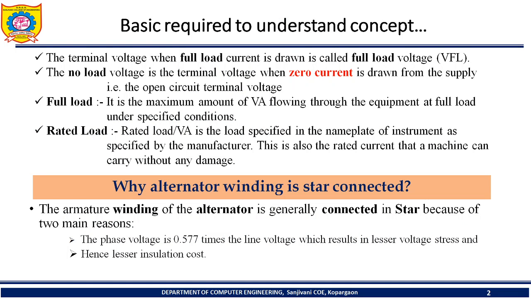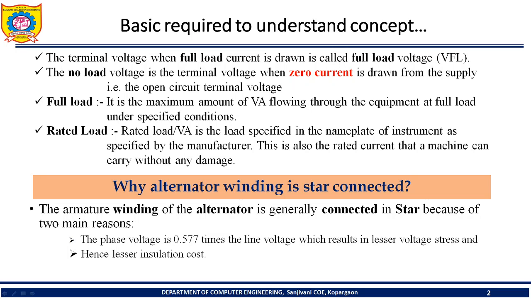Basic requirement to understand this concept. The terminal voltage when full current is drawn is called the full load voltage. See here, full current is drawn, and that is given as the full load voltage. Then the no load voltage is the terminal voltage when zero current is drawn from the supply. You can see here the word is highlighted. Zero current is drawn from the supply, meaning there is an open circuit, no load is connected.